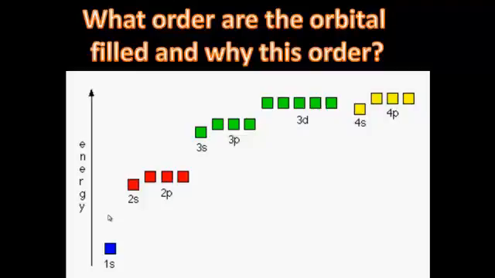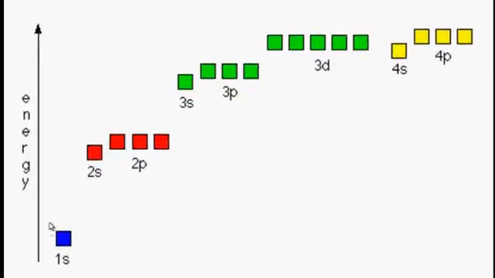Now I'd like to show you what order the orbitals are filled and why it has this order. It all has to do with energy again. As we start to add electrons, we start in the 1s and we fill the 1s first. Then we go to the 2s, then the 2p, and we fill it up according to our rules. Then the 3s, then the 3p. Then here's where it gets a little tricky. So I'm going to put a little star here.